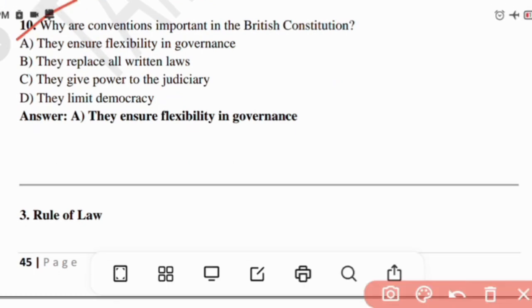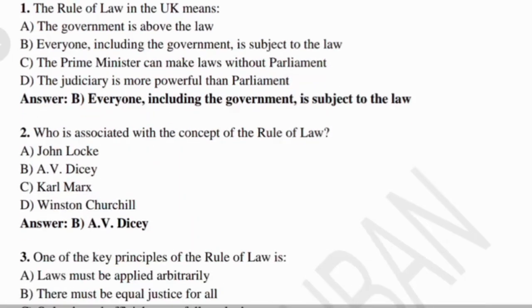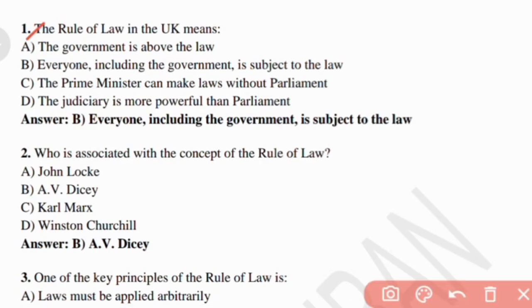Why are conventions important in the British Constitution? They ensure flexibility in governance. Rule of law. The rule of law in the UK means everyone, including the government, is subject to the law.